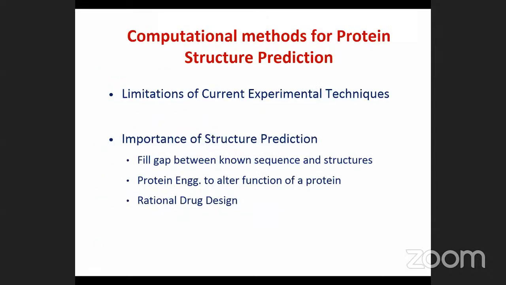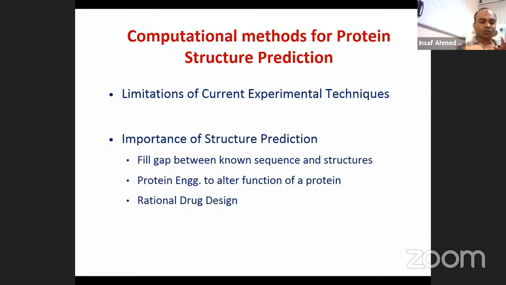So just now I was talking about the experimental methods. The other method is the computational method, which I am going to give you a demo of. What is the computational method, and why do we need it? Because the available experimental methods have limitations. X-ray is limited: without a crystal, you cannot do anything. NMR is limited: with large protein, you cannot do anything.